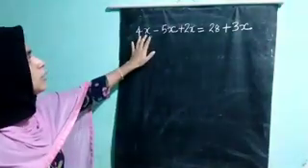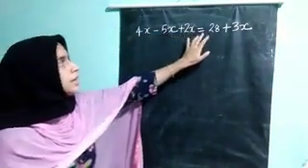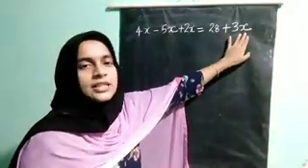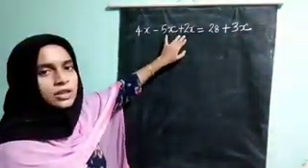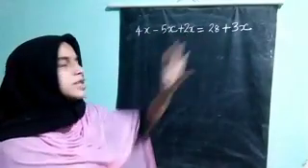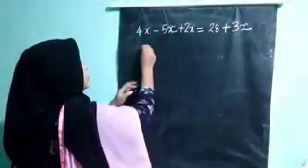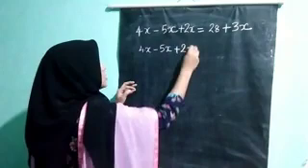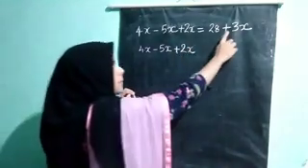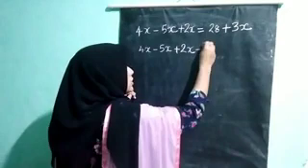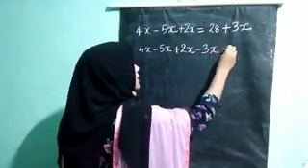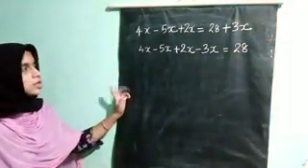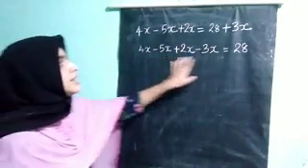Next question. 4x minus 5x plus 2x equal to 28 plus 3x. So take this 3x to this side. So variable will be one side, constant will be on the other side. So 4x minus 5x plus 2x, like terms, right? Plus 3x, if you take to this side, it will become minus 3x equal to 28. In this question, there is only a constant on the right side. Now, we can add these like terms.